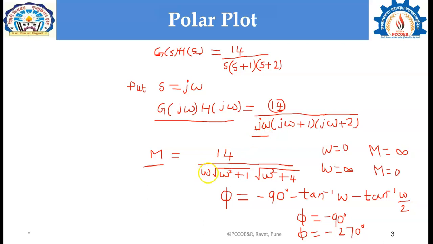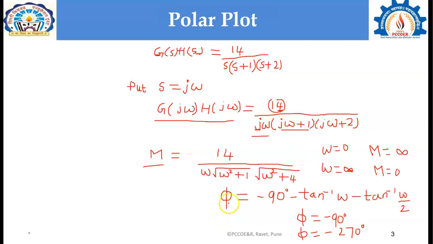For j omega, real part is 0. Therefore, magnitude is omega. And for j omega plus 1, it is real part square plus imaginary part square. Imaginary part is omega, so omega square plus real part is 1, so 1 square is 1 only. Similarly, for j omega plus 2, it is omega square plus 4.